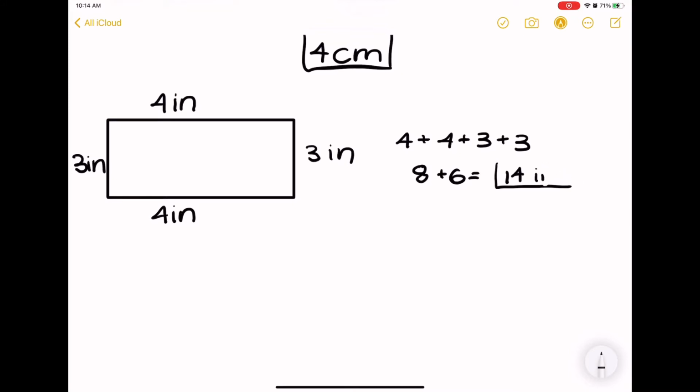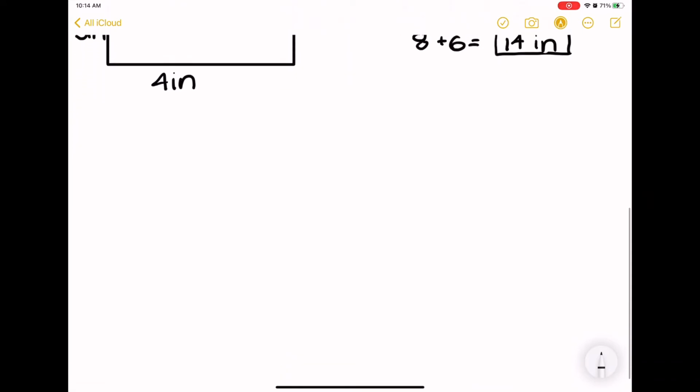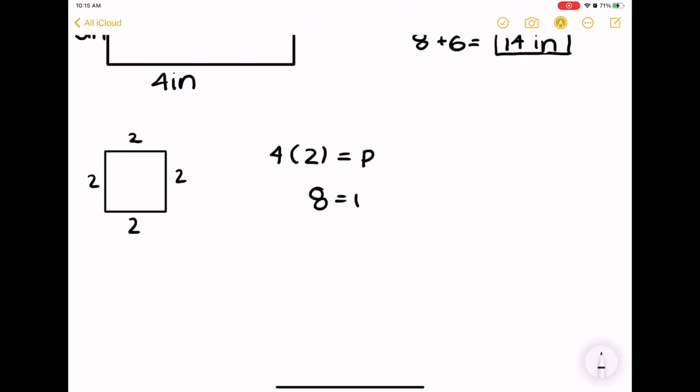Now, I personally like to do the calculations without the label. However, you could. I just add the label at the end. And then for the square, it's a lot easier because we just need to take 4 and multiply it by the length of the side. And we have 2 here, so here the perimeter is 8 millimeters.